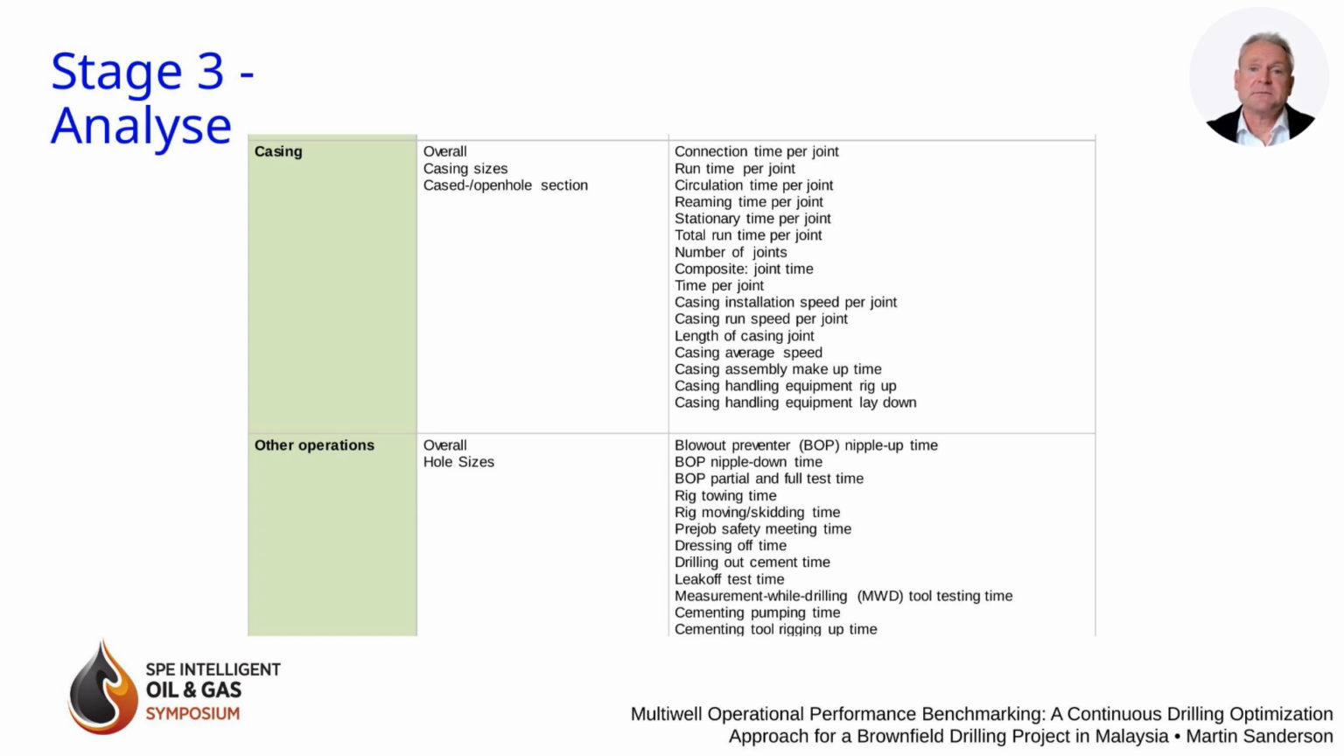Categories provide the intermediate layer of organization. For example, drilling is categorized by factors such as overall performance, hole size, and section performance. Tripping includes categories like pulling out and running in. Casing categories include overall runtime and cased versus open hole. From these categories, we then build a total of 92 key performance indicators.